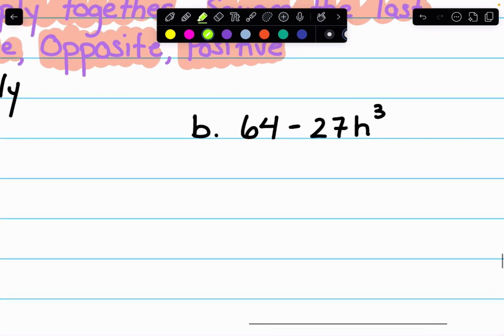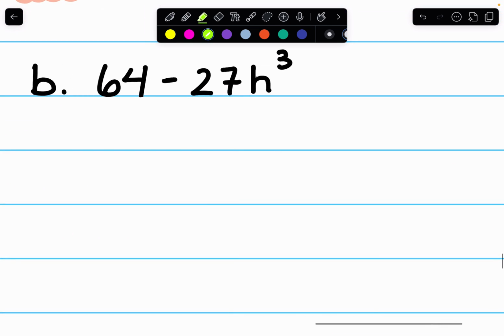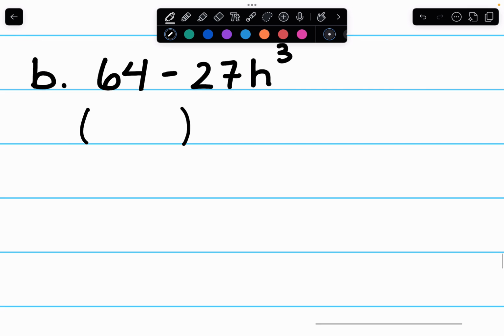Okay? So let's look at this one more. Two terms. They're both pretty cubes, I could have a plus or a minus for cubes, okay? It's not the same as the squares. Squares, I have to have a minus sign. Cubes, I can have either, all right? If I take the cubed root of both terms, I get 4 and 3h, right?